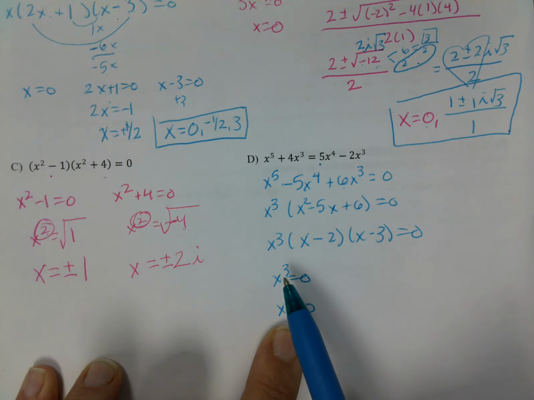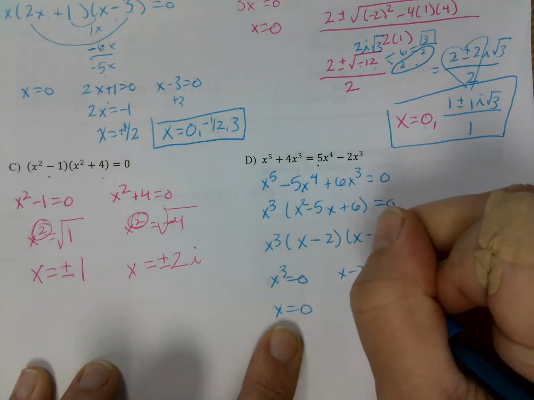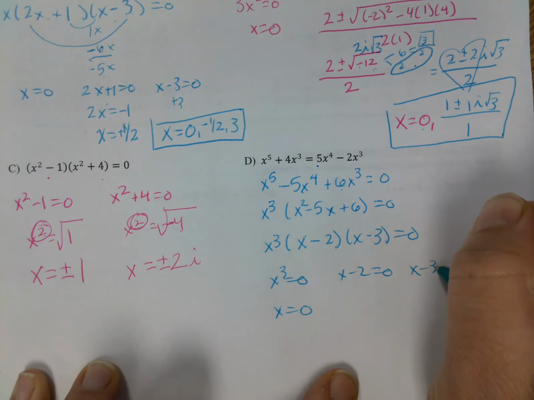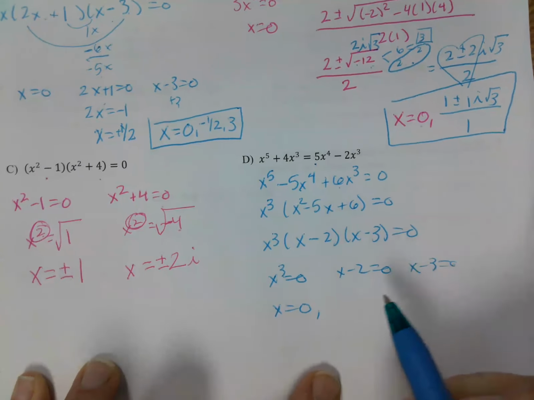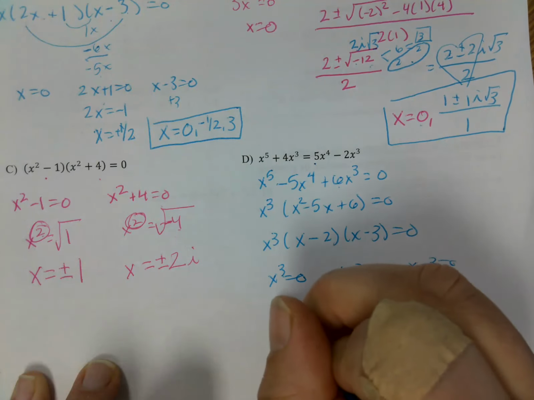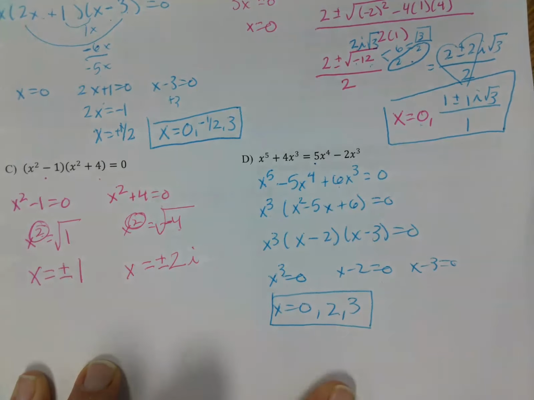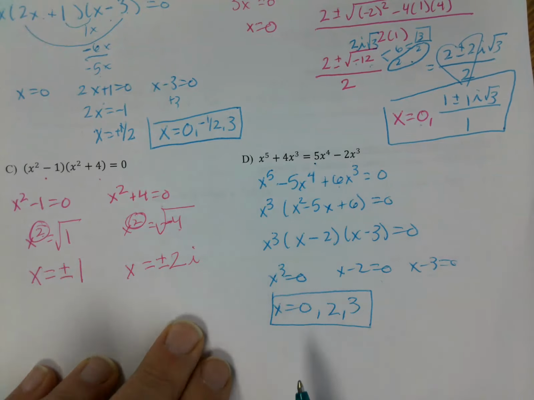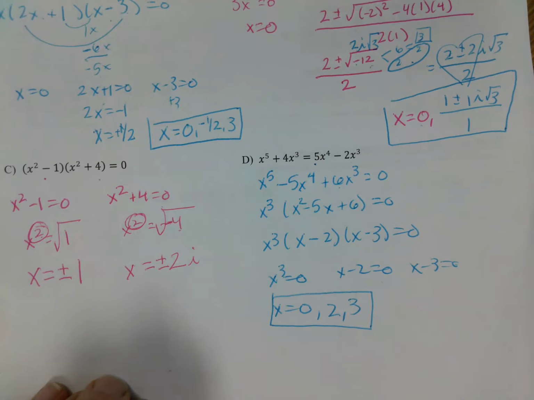So that's what they're saying. At 0, this happens 3 times. I have x minus 2 equals 0 and x minus 3 equals 0. So my other two answers here would have to add the 2. Here I have to add the 3. So my possible zeros for this equation are 0, 2, and 3.